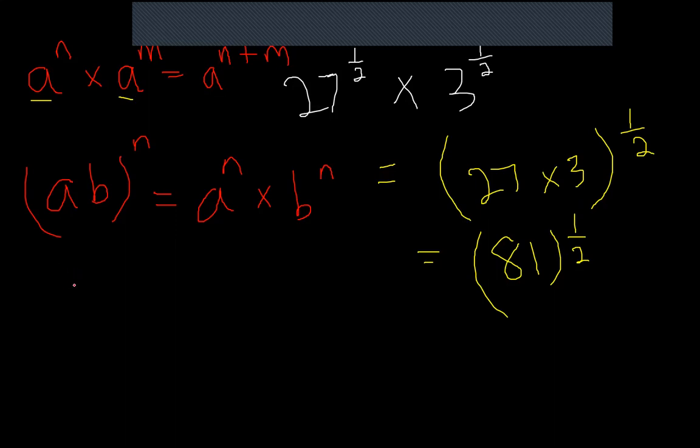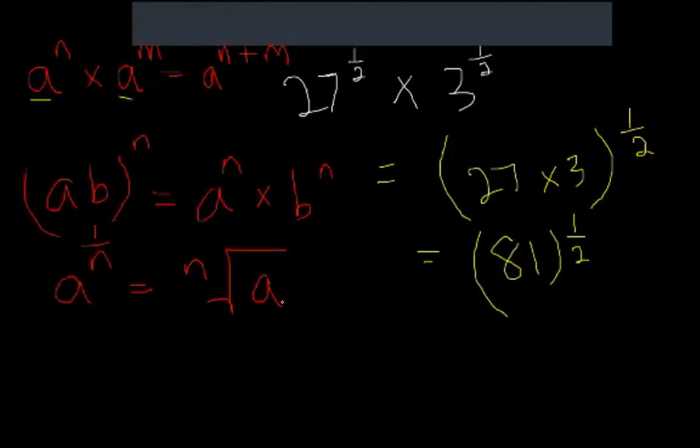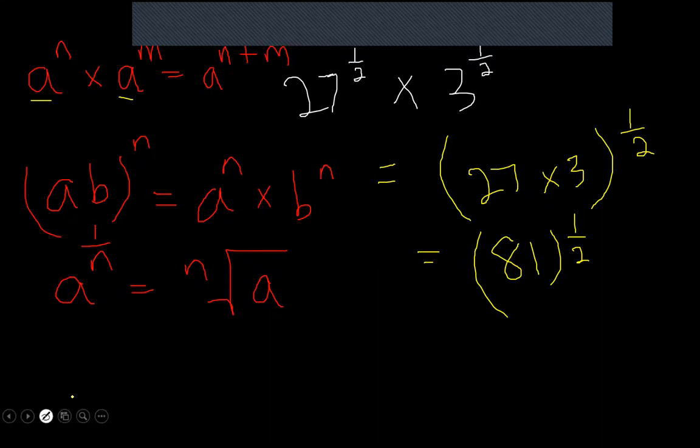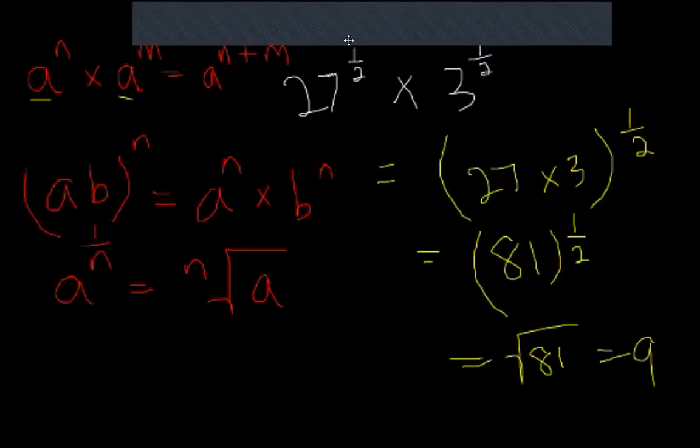you could use the rule that I was just talking about. A to the power of 1 on n is the same as the nth root of A, right? So 81 raised to the power of a half, that's the same as saying the square root of 81, which also gives me 9. So 3 different ways to solve the same question and get the same answer.